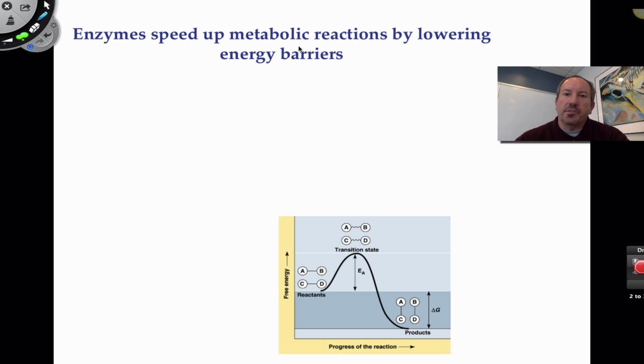So in general, enzymes speed up metabolic reactions. So these are the totality of all chemical reactions in the cell. How do they do it? Well, the definition is they do it by lowering the energy barrier. You're like, okay, what's that?